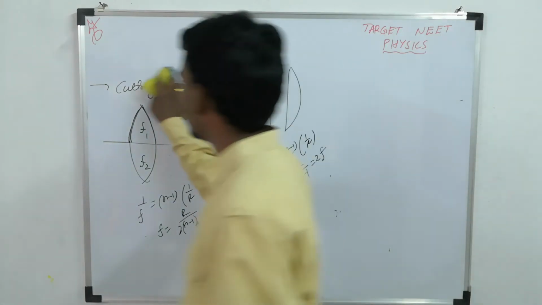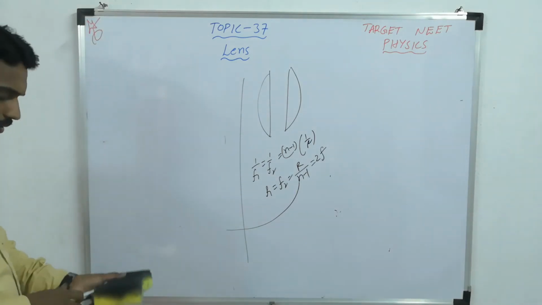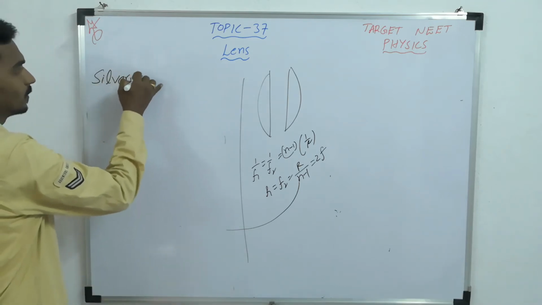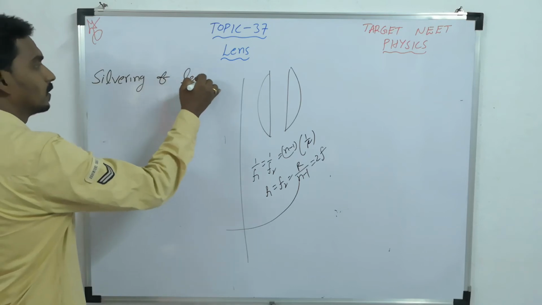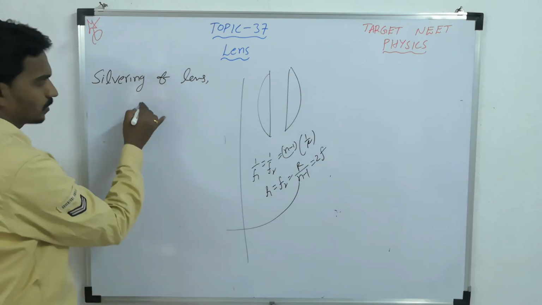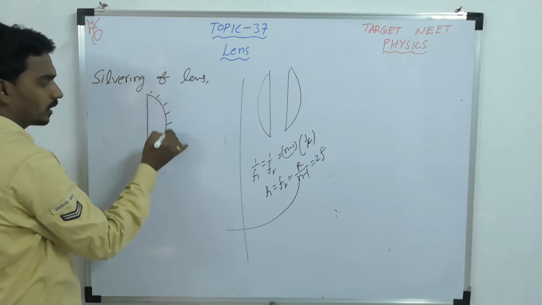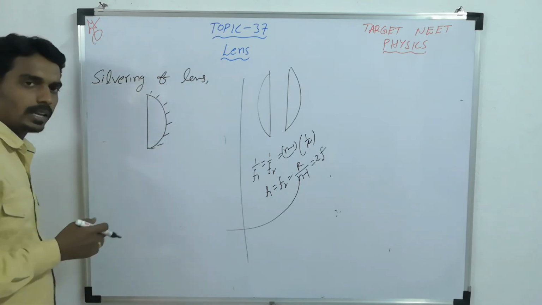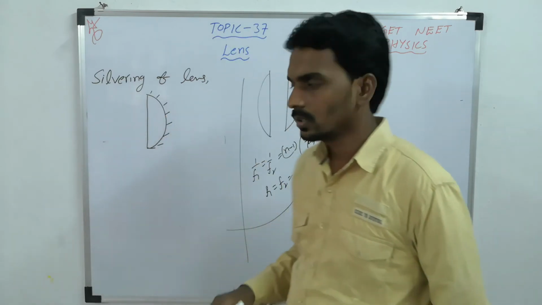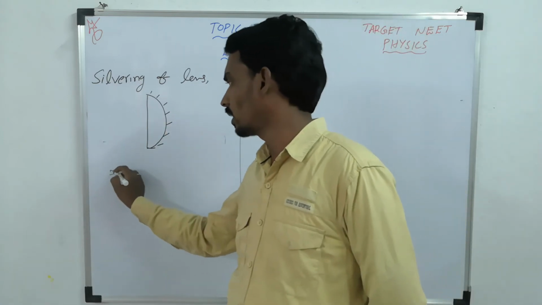Now one more thing, based on silvering, the final thing. So the final important thing is silvering of a lens. So what is silvering of a lens? You take any one part, suppose, and you silver one side. Then it acts like a mirror because the light cannot refract here, it will reflect. So now it is acting like a mirror.